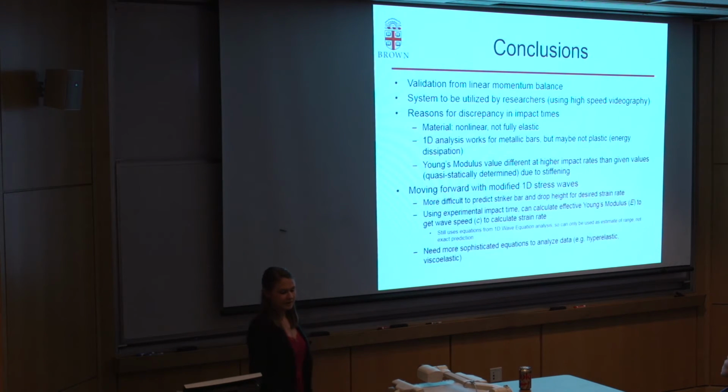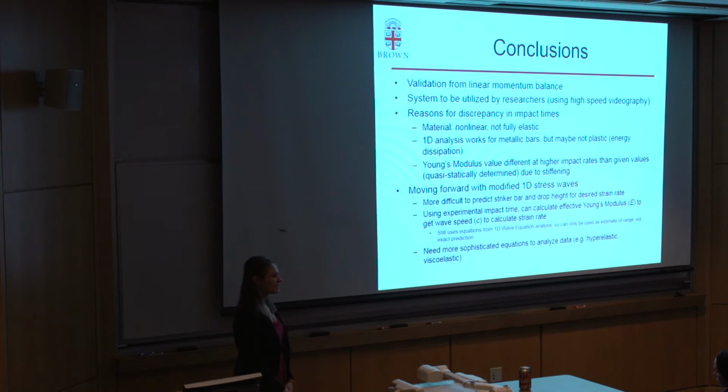So in conclusion, I had a validation from the linear momentum balance from the way that the impact velocities matched up with little error, and the system will be utilized by researchers using high-speed videography as mentioned, but yet we still have this discrepancy in impact times. There are several reasons for that. The material is probably non-linearly elastic or not fully elastic. We've seen that this 1D analysis works well for metal bars and has been used in that way, but maybe it doesn't work as well for plastic bars due to the energy dissipation.